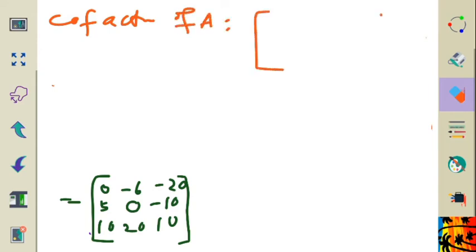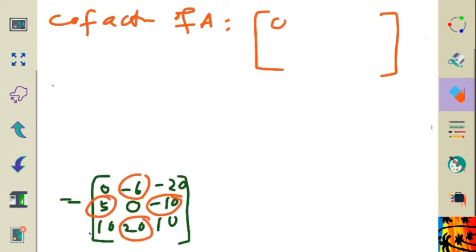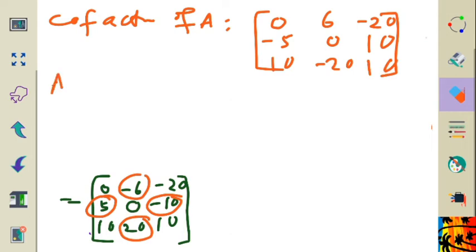Okay. So for cofactor, what we will do? This and this. So it will be 0. This is 6 and this is minus 20. This is minus 5. 0 and 10. This is 10. This is minus 20 and 10. Clear? Now after that, our job is to find the adjoint.